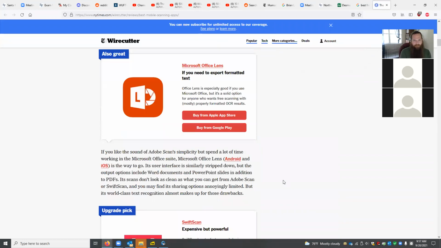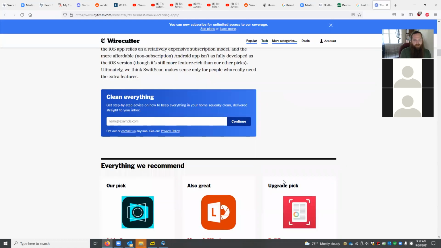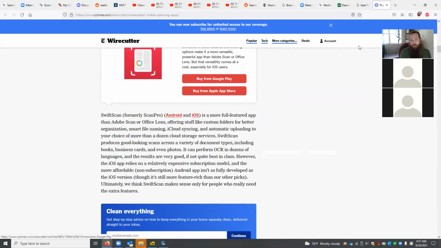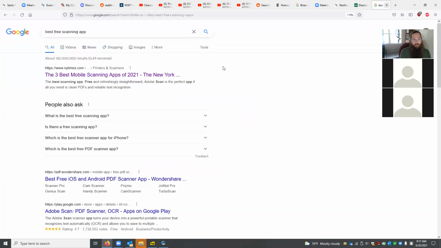Office Lens, I haven't used. Swift Scan, I don't know. But yeah, play with some, pick one. And yes, it does have to be a PDF.